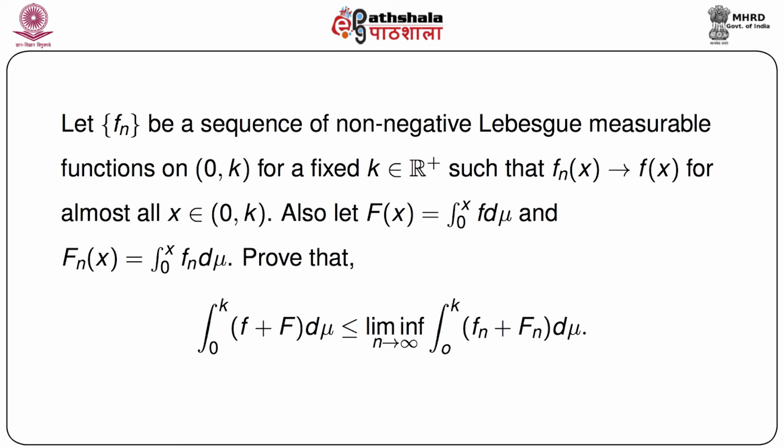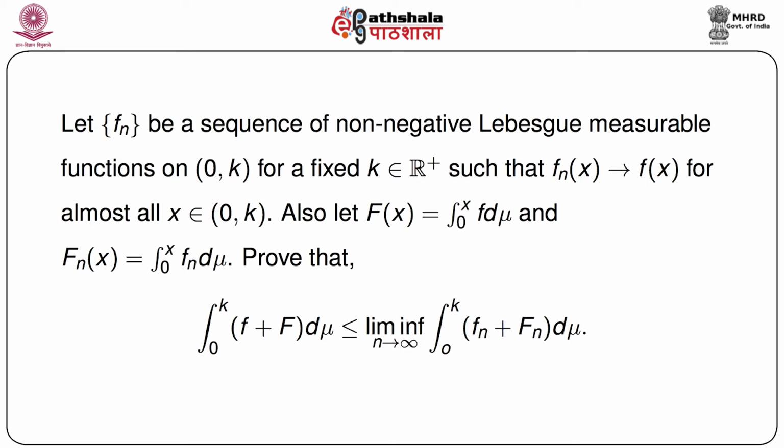Now in a similar spirit, we consider another problem. Let f_n be a sequence of non-negative Lebesgue measurable functions on the open interval 0 to k. K is fixed, which is very important, and belongs to R plus, the positive half of the real line. It is any real number, but a fixed real number, such that f_n(x) goes to f(x) for almost all x in (0, k).